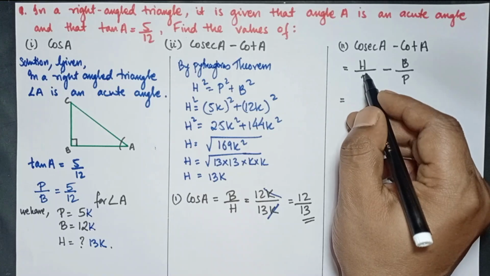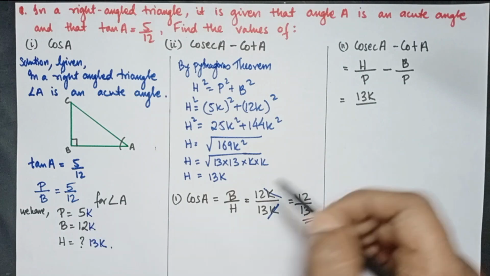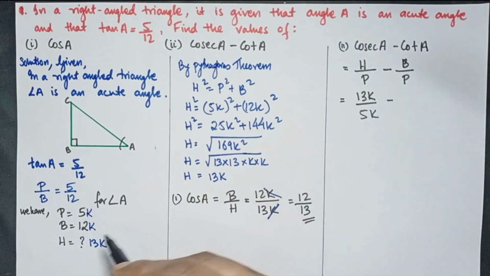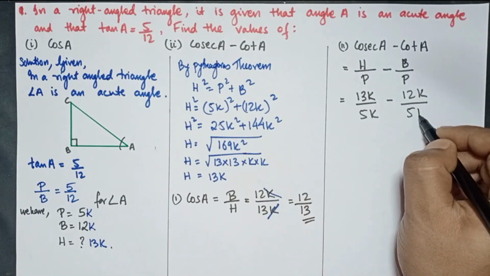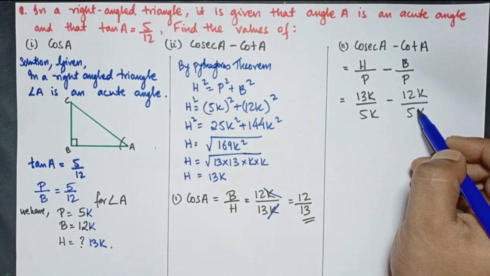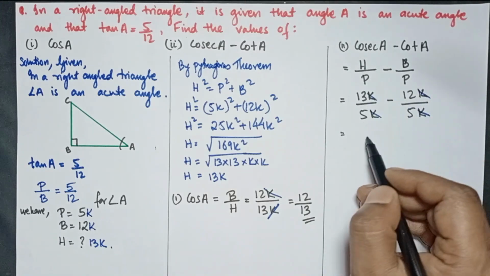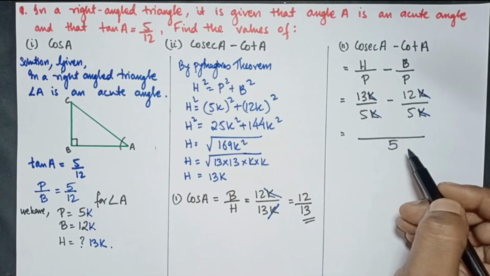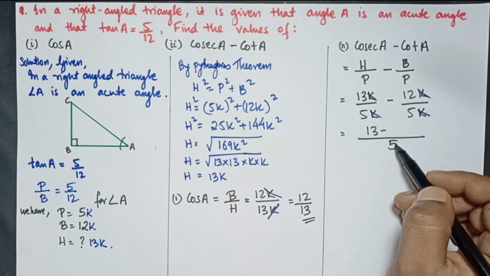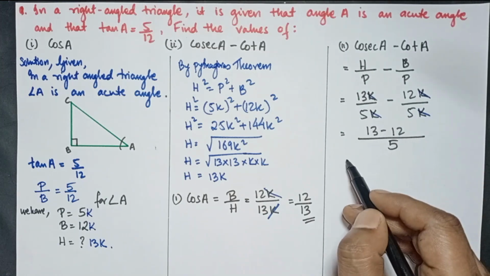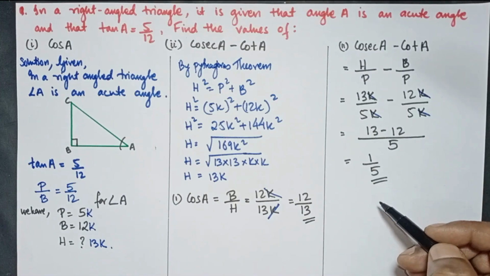Now what is the value of h? Just now we got it, here 13k, and p is how much? It's 5k, minus b is 12k, over p which is 5k. At the last k gets cancelled. Lower we have 5, so the LCM will be 5. So 5 gets cancelled, 13 minus 12 divided by 5. So 13 minus 12 is 1 upon 5. So we got the final answer.